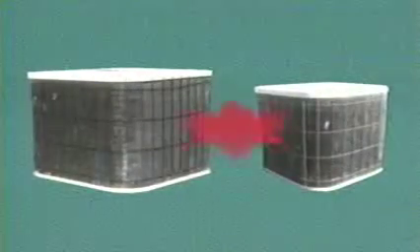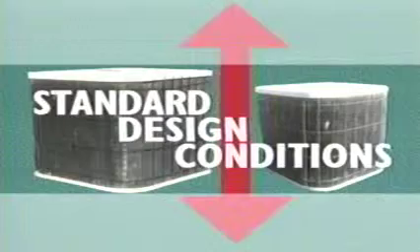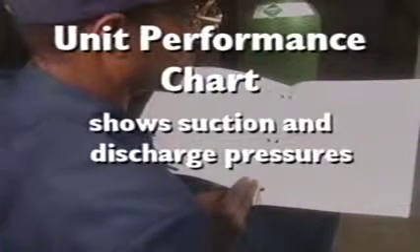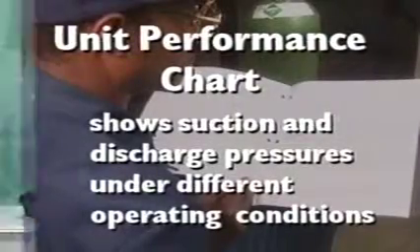Whenever high or standard efficiency equipment operates above or below the standard design conditions, the operating characteristics of the unit will change accordingly. For this reason, some manufacturers furnish a unit performance chart which shows what the suction and discharge pressures for the equipment should be under different operating conditions.